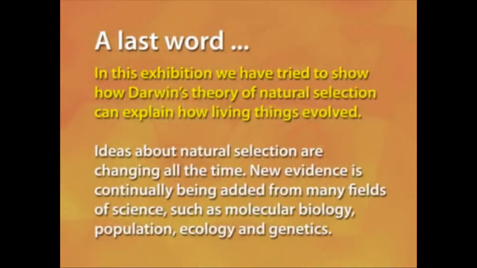In this exhibition, we have tried to show how Darwin's theory of natural selection can explain how living things evolved. Whoa, do you see what they did? They started at the beginning. Creationists believe God created everything just as we see today. Evolutionists believe animals change and plants change. Now let me show you. See, horses change, dogs change, cats change, etc. They all change. And now, therefore, living things evolved. Do you see what they've done?